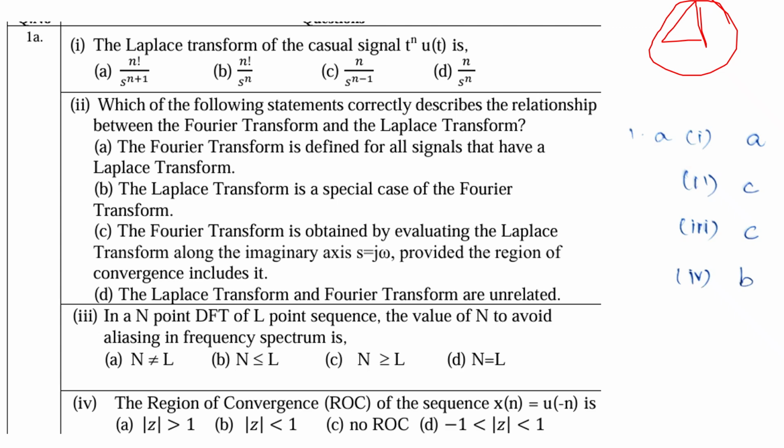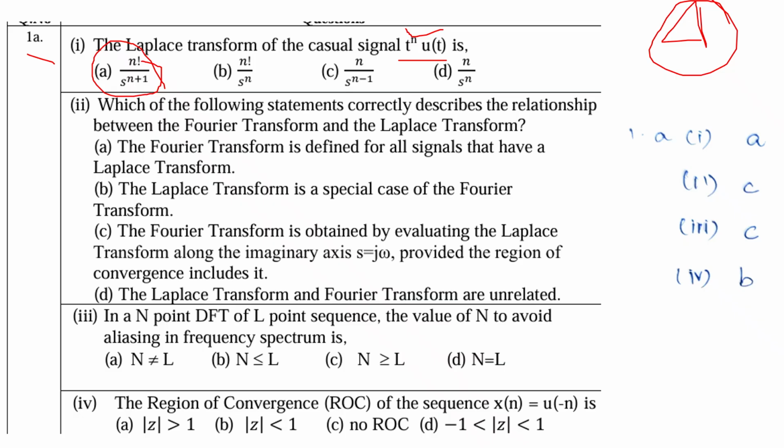So here question number one. Question 1A has four MCQ type questions. The first question is the Laplace transform of t to the power n. All of you know that the answer is the factorial of n divided by s to the power n plus 1, right? Here, since t to the power n is there.